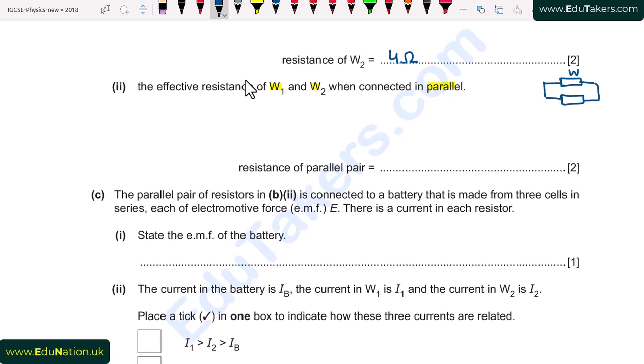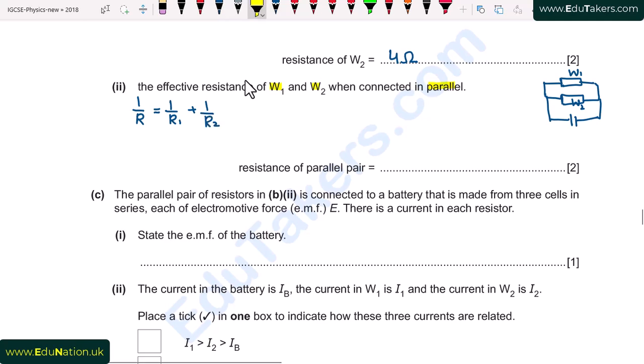I write here W1 and it is W2. Both of these are connected in parallel and there is also a power supply. So we have to find out the effective resistance in the parallel combination. We know that R equivalent will be equal to 1 over R1 plus 1 over R2.